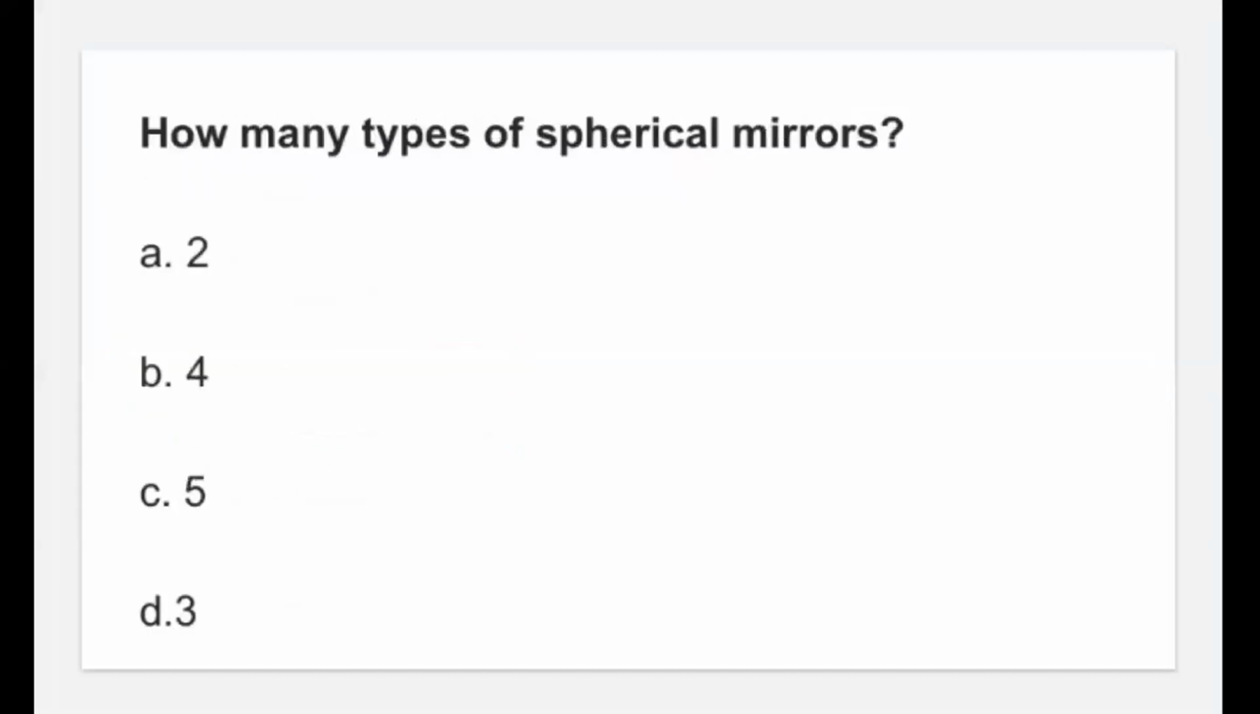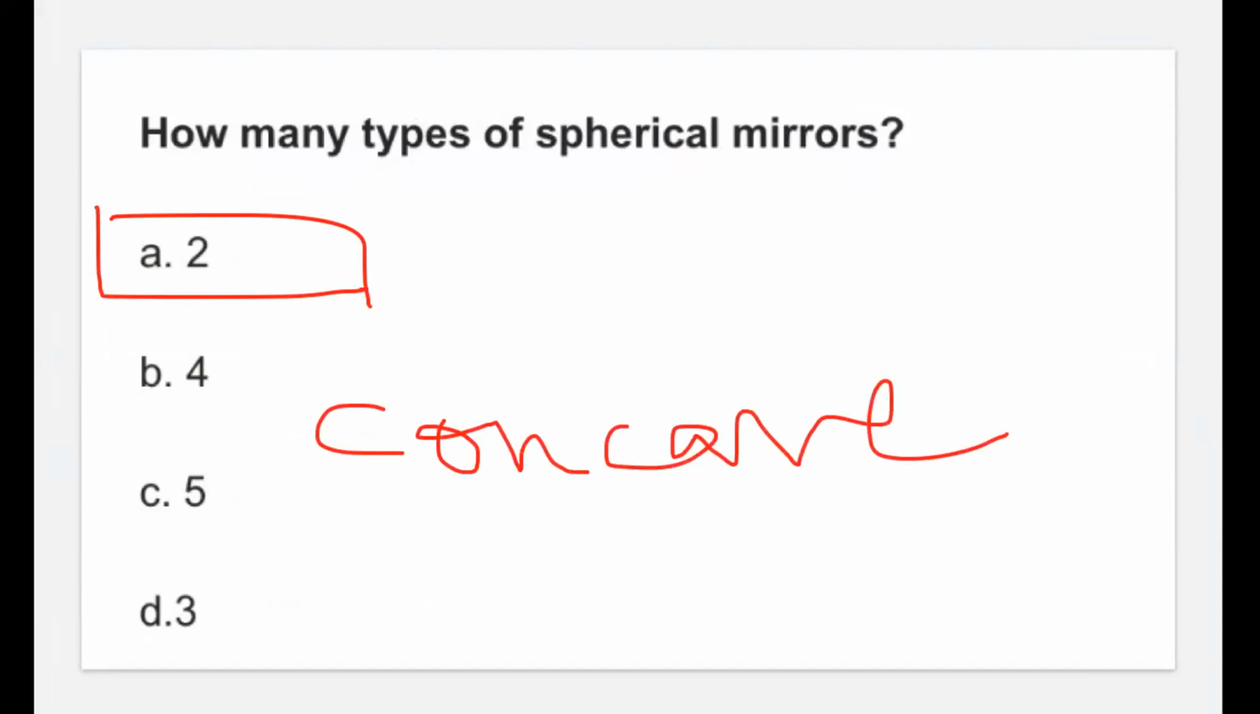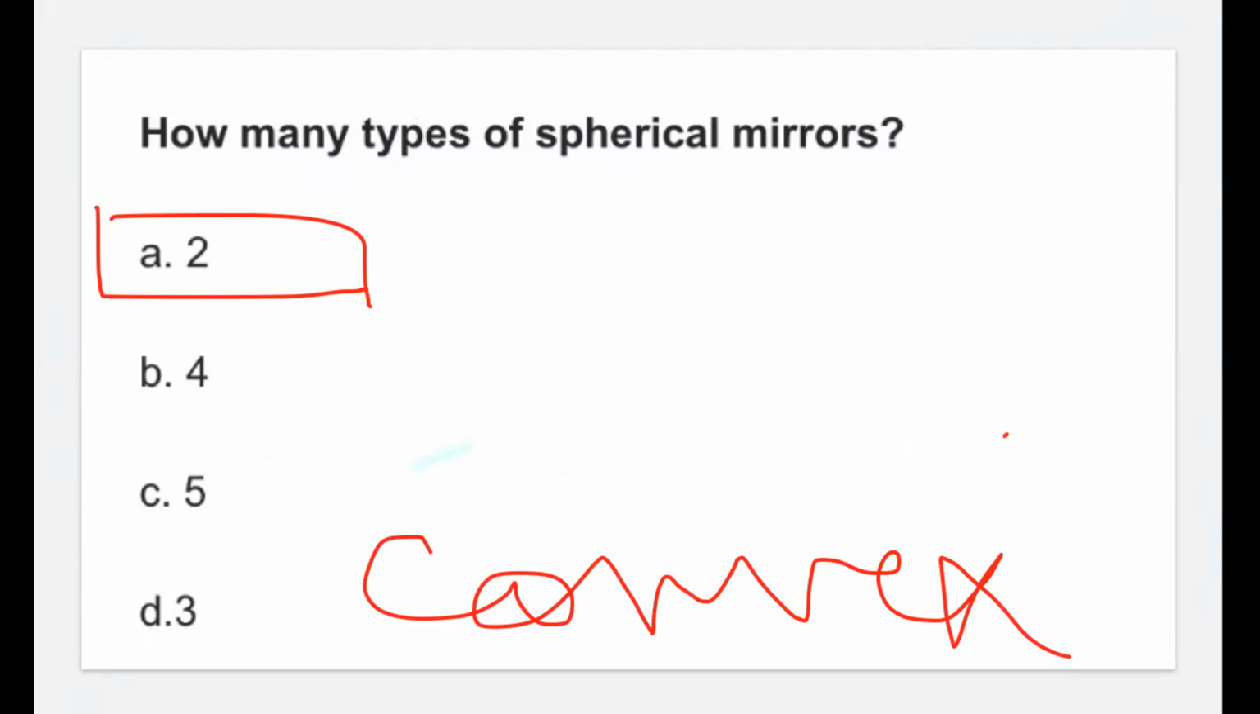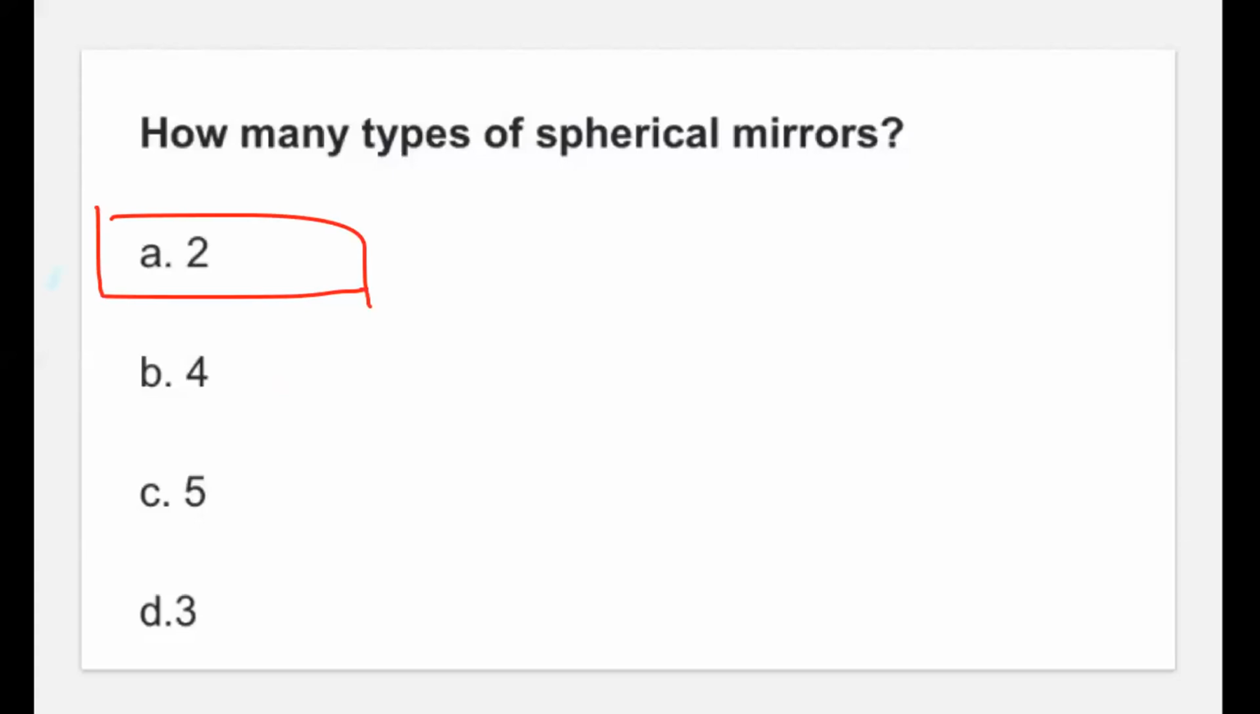Next multiple choice question, how many types of spherical mirrors are there? 2 type, 4 type, 5 type, 3 type. The answer is option number A, that is 2 type. Spherical mirrors are of 2 type. The first one is concave and the second one is convex. And these 2 mirrors we saw in detail in today's lecture.